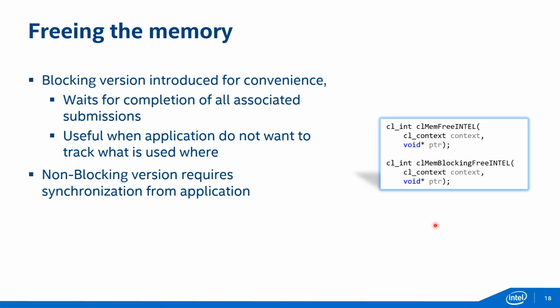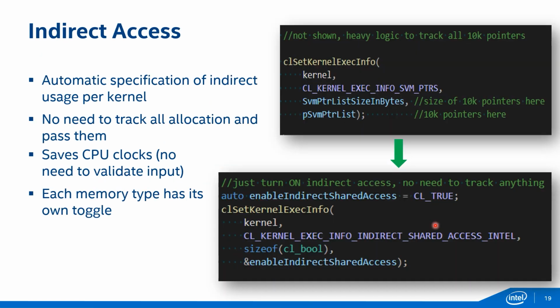It can just call clMemBlockingFreeINTEL, and this call will ensure that all the operations are completed and memory is freed properly after synchronization. Going further, we've also improved the concept of indirect access. So if you want to do indirect access in OpenCL, you need to call clSetKernelExecInfo with CL_KERNEL_EXEC_INFO_SVM_PTRS, where you pass a list of pointers.